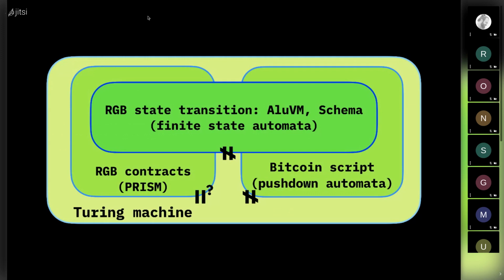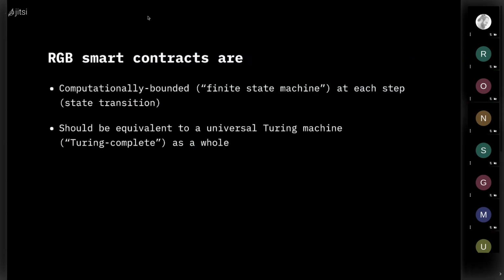I can graphically represent that in this way. Each RGB state transition, which is executed as code of AluVM or validated against the schema, is a finite state automaton, which is not equivalent to the Turing machine. An RGB contract as a PRISM computing potentially may be equivalent to a Turing machine. And Bitcoin script, which is also used by RGB smart contract validation, and which is a stack machine, a push-down automaton, is not equivalent to a Turing machine. So RGB smart contracts are computationally bounded at each step of their evolution, at each state transition, but may be equivalent to a universal Turing machine as a whole.